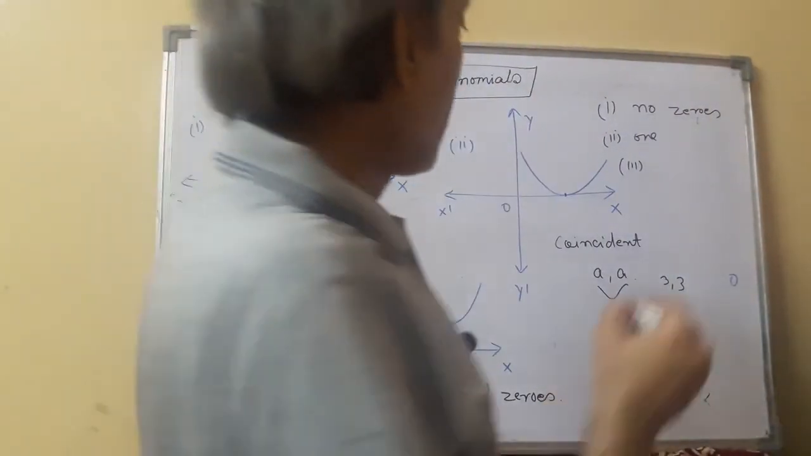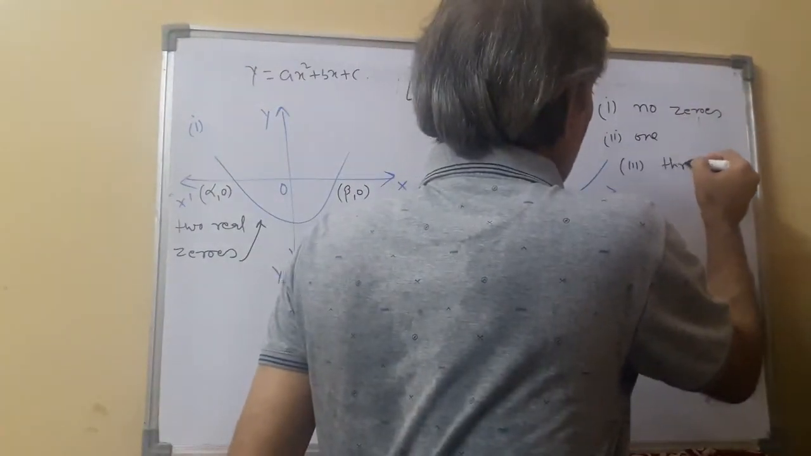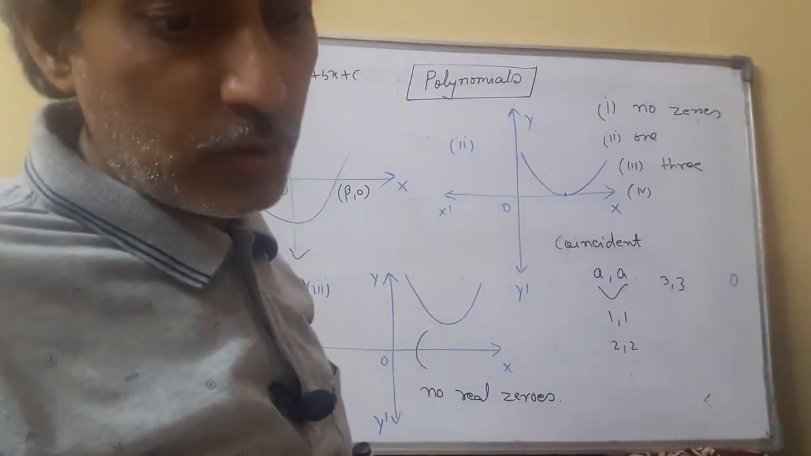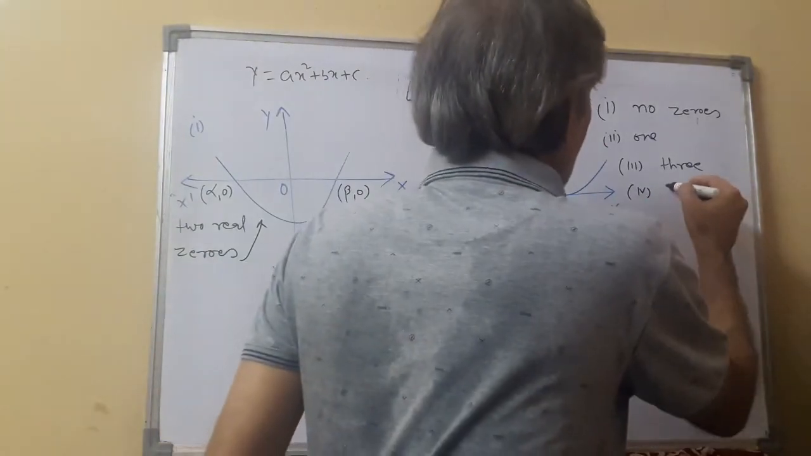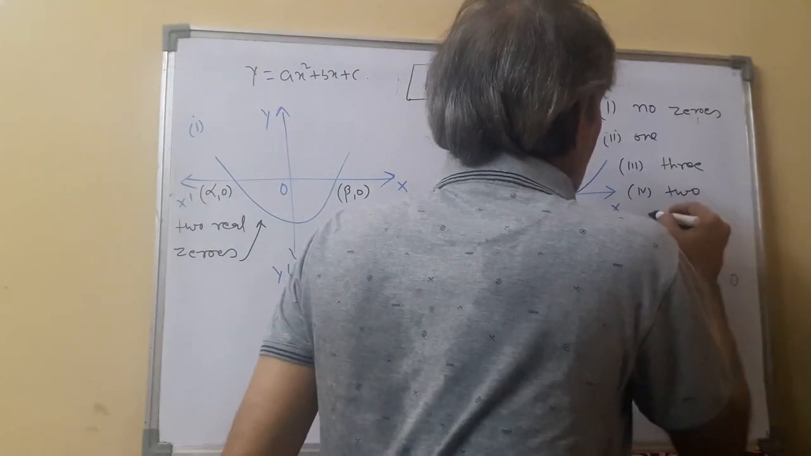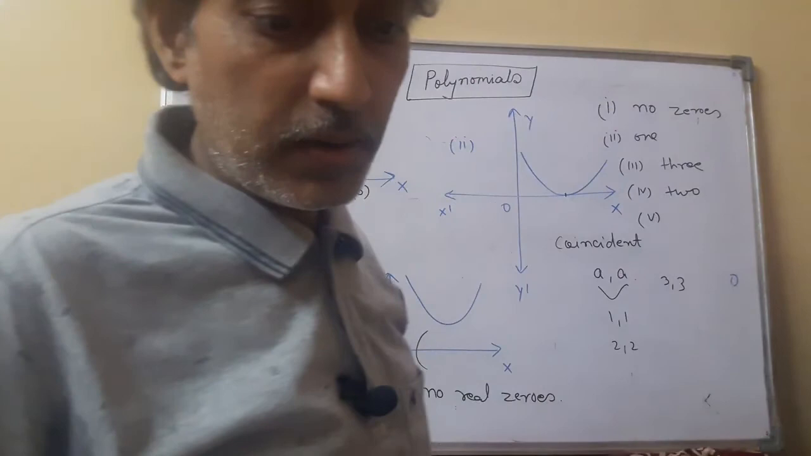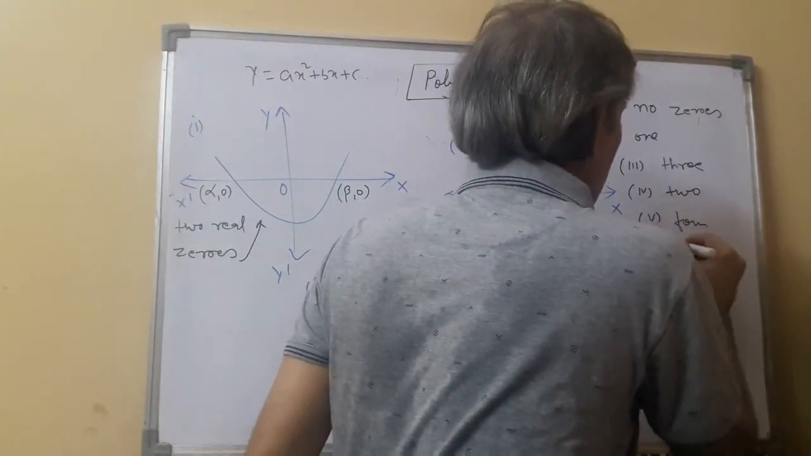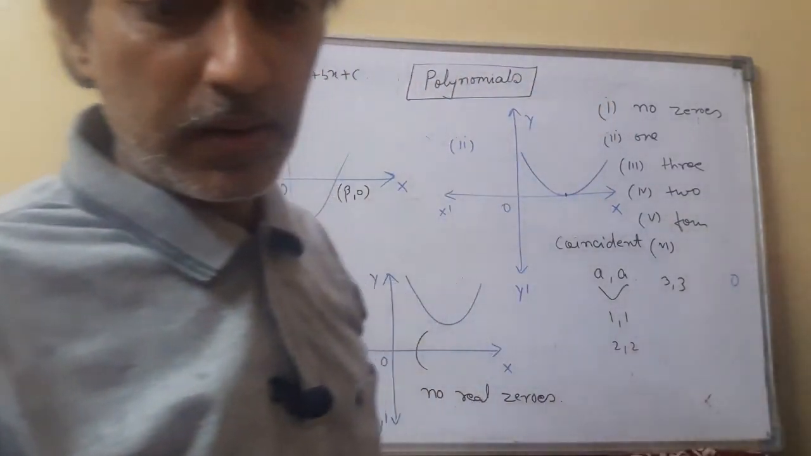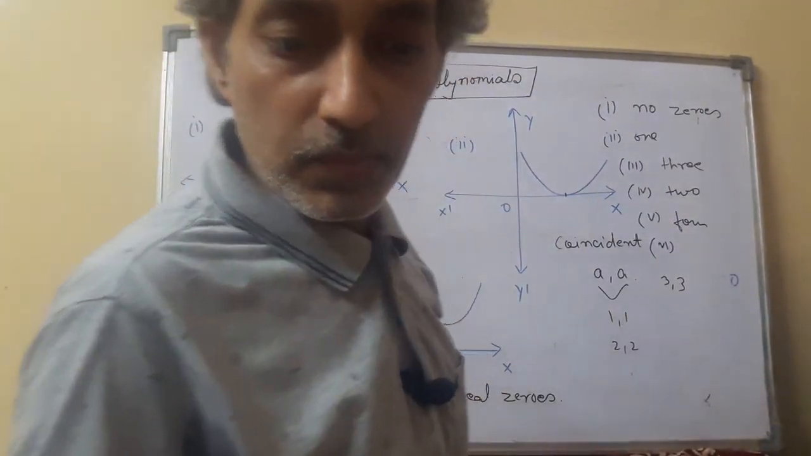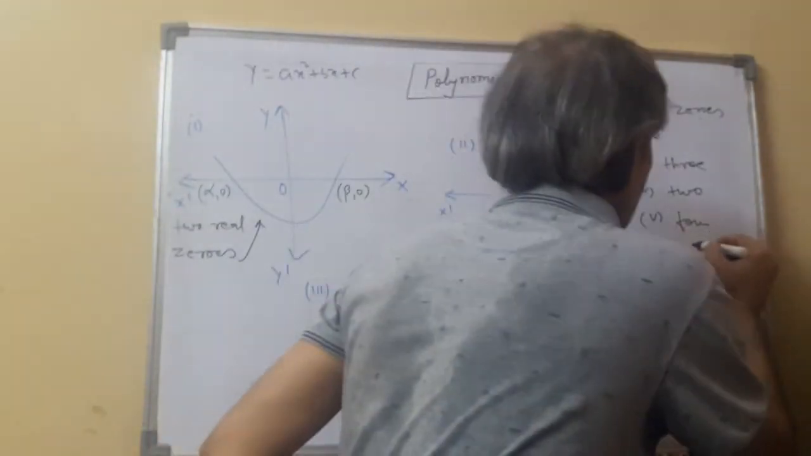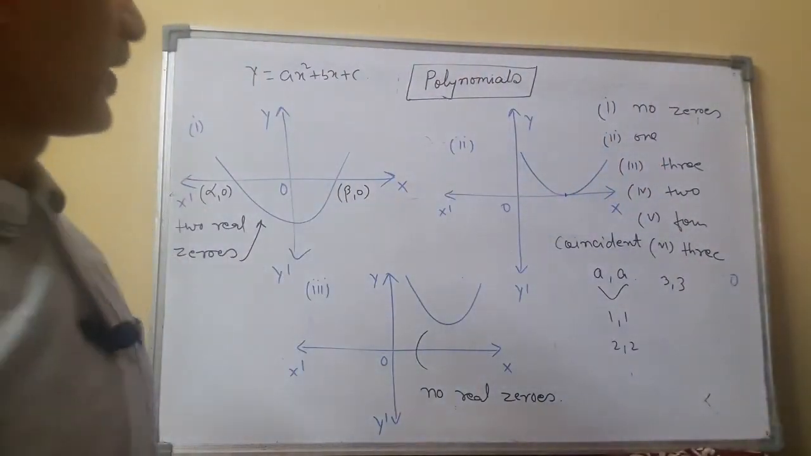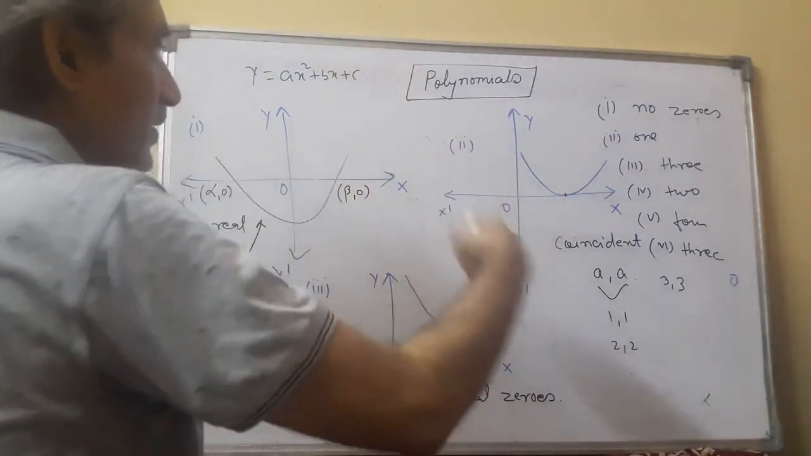Third part, it will have 3. Fourth part, 2. Fifth part, 4. And sixth part, 3. Just count how many times it has crossed the x-axis.